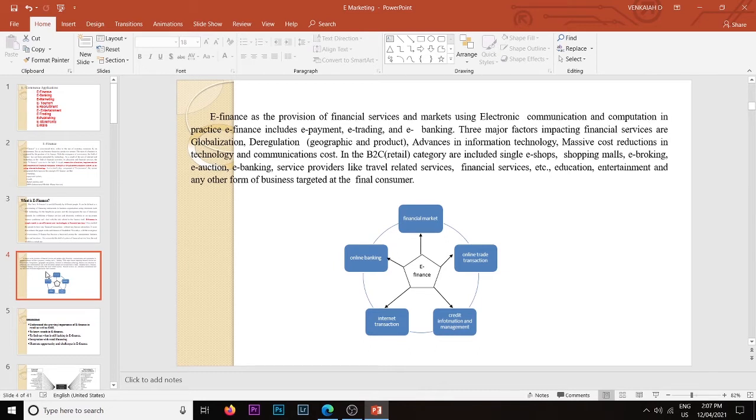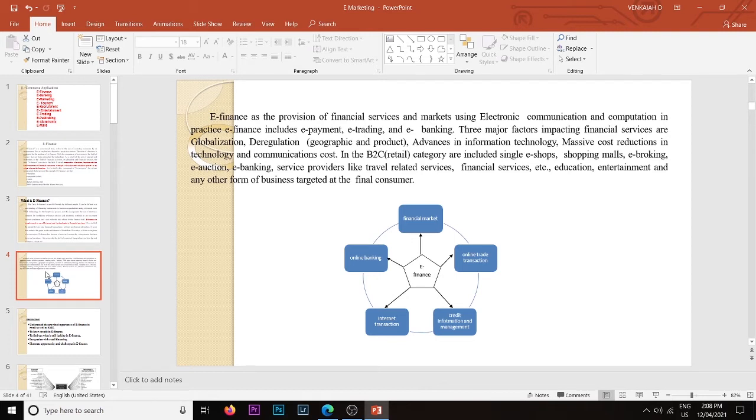E-finance includes e-payment, e-trading, and e-banking. These are the three. E-payment: Google Pay, PhonePe, PayPal, all come under e-payment. E-trading, electronic trading, is nothing but the sale and purchase of shares through electronic mode.